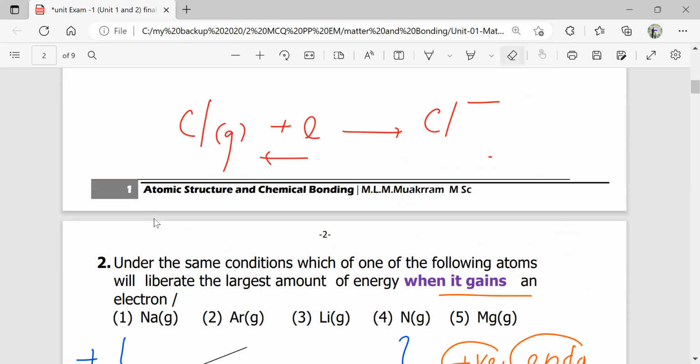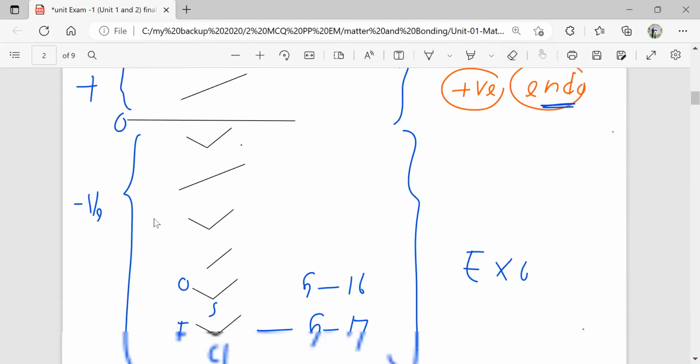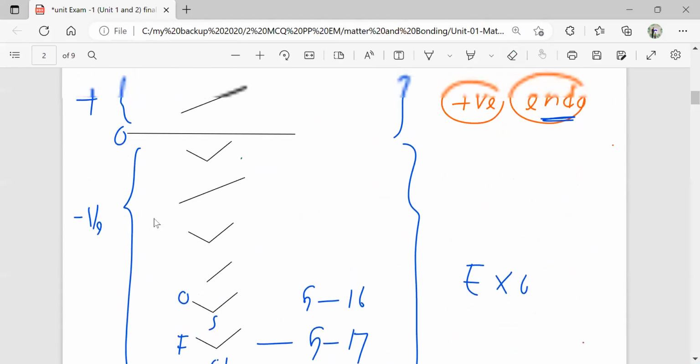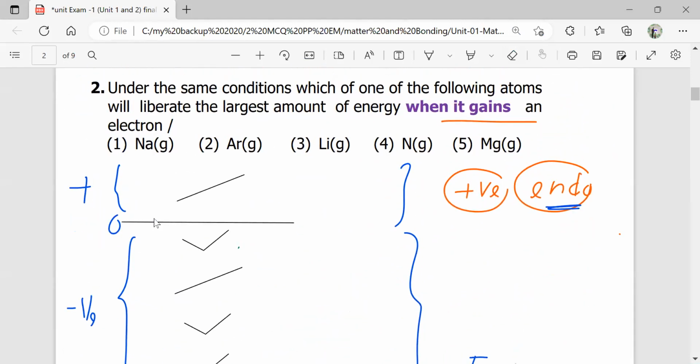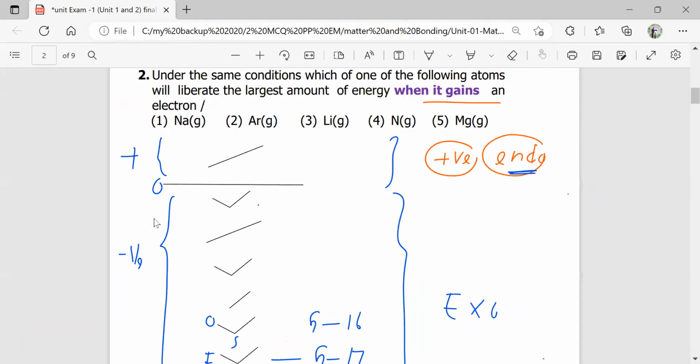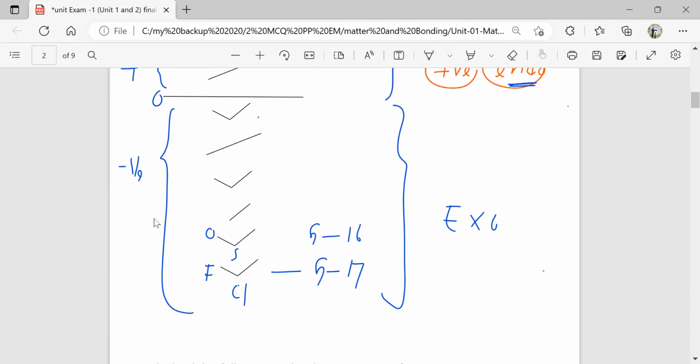So what we can do is put it on a graph, right? One axis shows a negative value, meaning exothermic. Positive means endothermic, energy supplied. Now, in general, non-metals in group 17 and 16 emit energy, right? Fluorine emits, then chlorine.